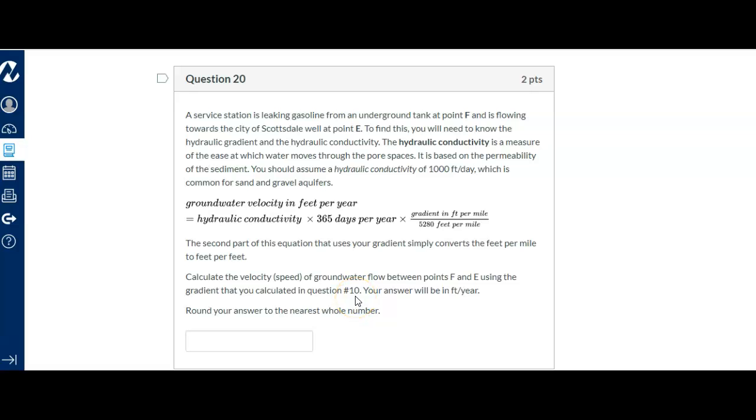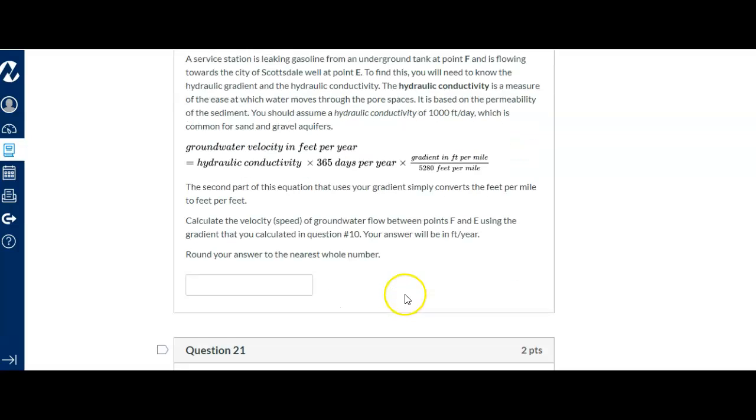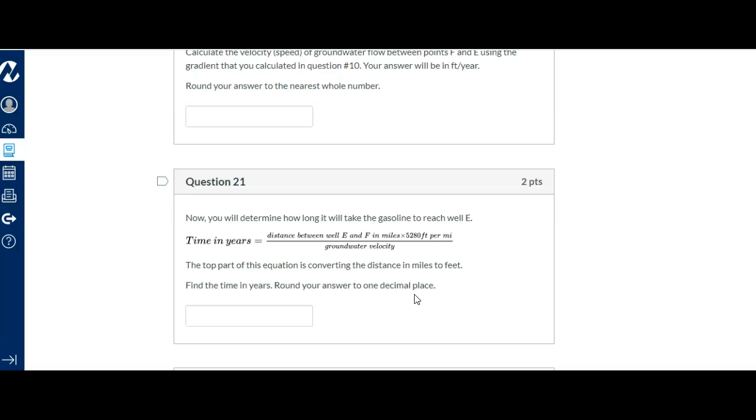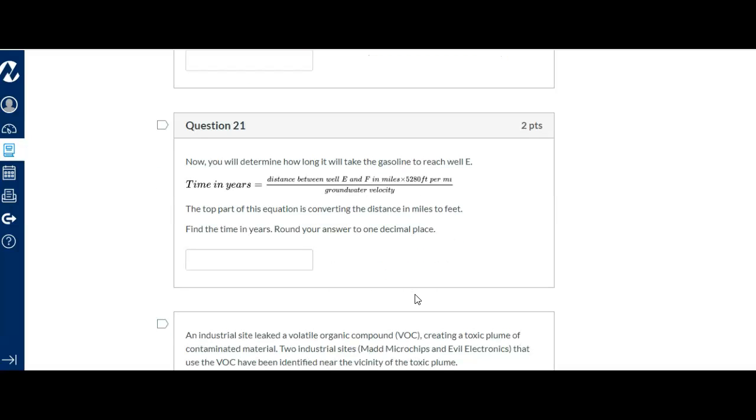Okay? So now look, you've already calculated the gradient I want you to use. You just go back to question 10, and that's the number you're going to put in here. Okay, so put the number in for your gradient, divide it by 5,280 first, so you'll get this value. Then multiply, multiply, and bam, you should have an answer that's in feet per year to tell you how fast the water's moving in the subsurface. Okay? Now that I know how fast it's moving, I can tell you how long it'll take to get somewhere. So if I, in this case, wanted to know it's going to travel from E to F, well, how far is that?